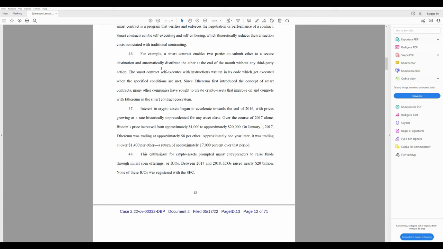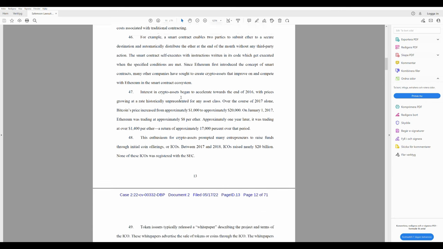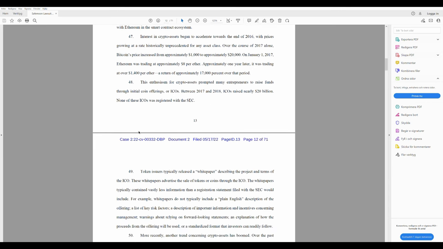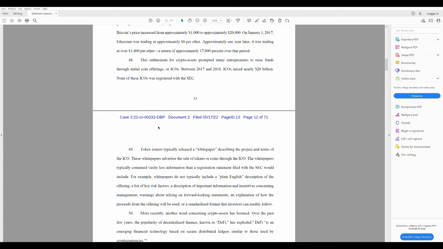On January 1st, 2017, Ethereum was trading at approximately $8 per Ether, and now it's like around $1,000. But it was much higher a while ago. Approximately 1 year later, it was trading at over $1,400 per Ether. Okay, more than it's now. A return of approximately 17,000% over that period. This enthusiasm for crypto assets prompted many entrepreneurs to raise funds through initial coin offerings or ICOs. Between 2017 and 2018, ICOs raised nearly $20 billion. None of these ICOs was registered with the SEC.